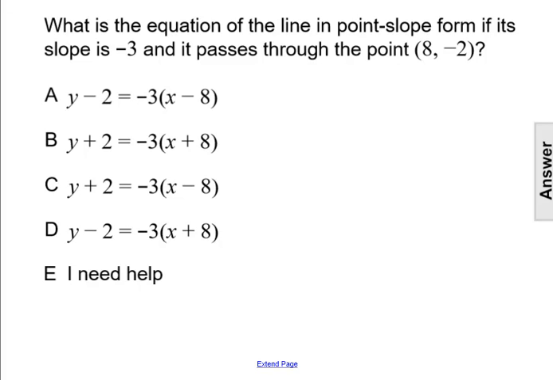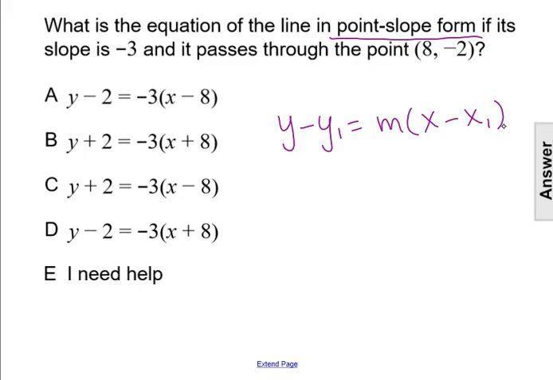What is the equation of the line in point slope form if its slope is negative 3 and it passes through the point of 8, negative 2? The point slope form of a line is y minus y1 equals m times x minus x1, where m is the slope and x1 and y1 is a point on the line.